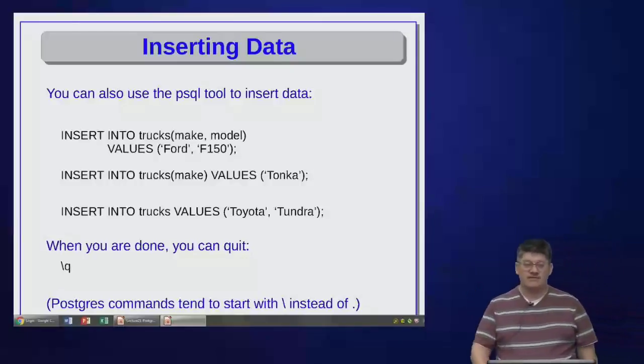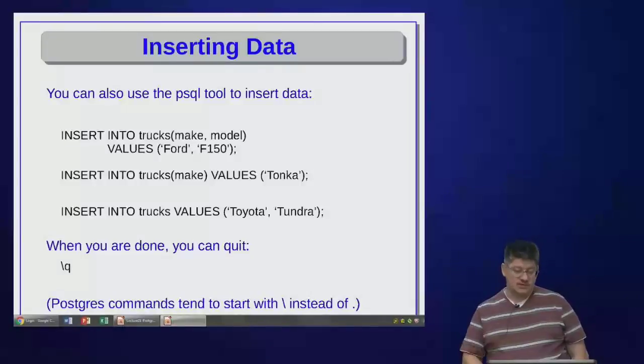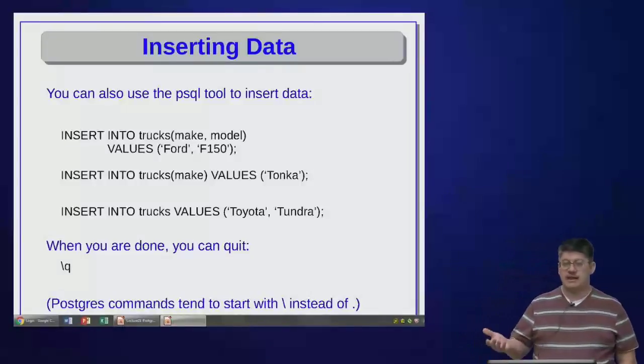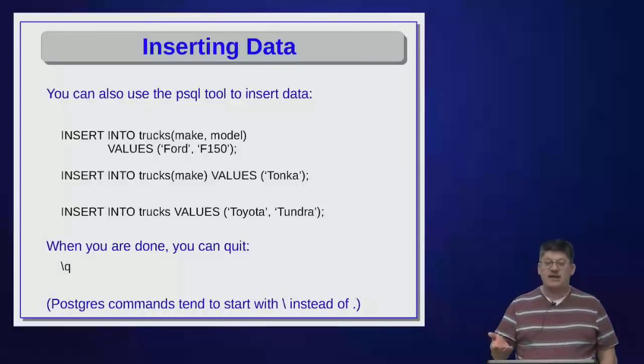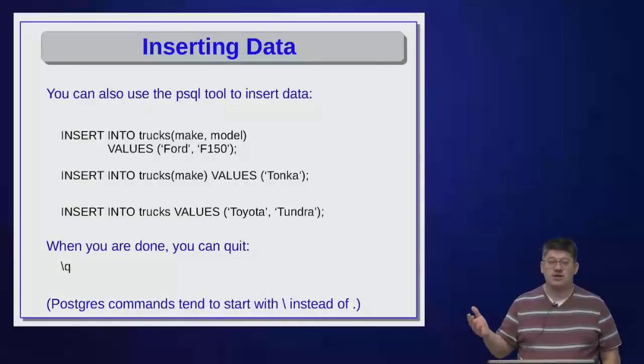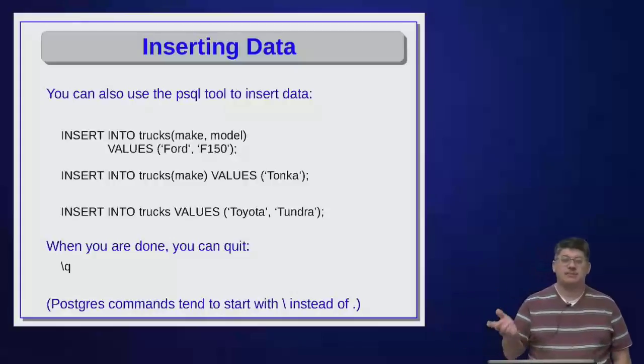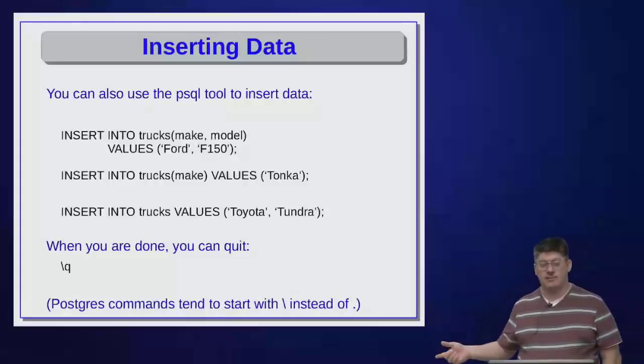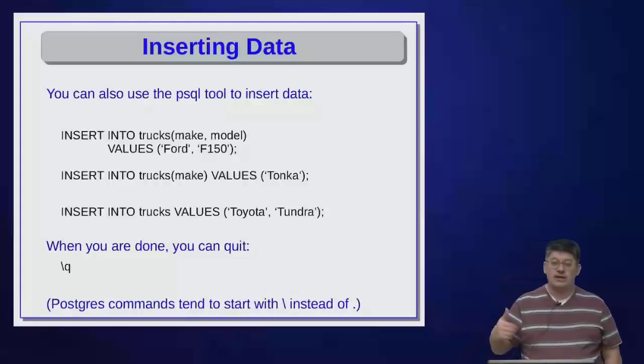As another matter of convenience, you can actually leave out the list of columns. You can just say insert into, and then the name of the table, which in this case is trucks, and then the keyword values, and we can put in the values to insert. So here, I'm going to tell it to insert Toyota and Tundra, and it will automatically put Toyota in for the make and Tundra in for the model. And when you're done, you can quit.